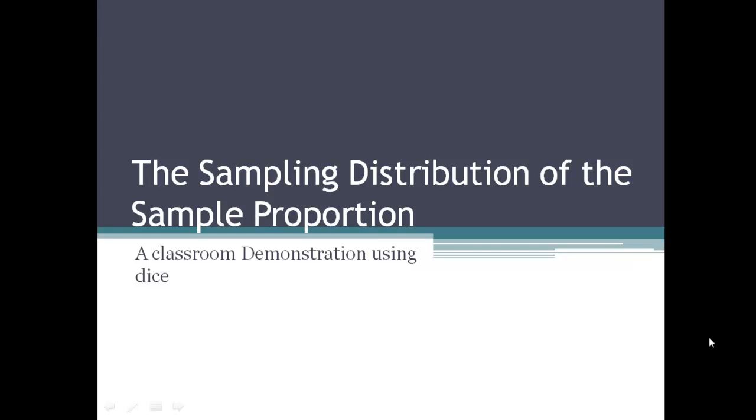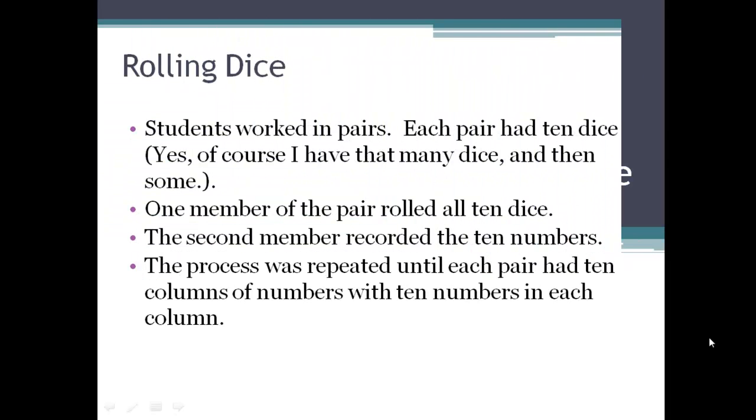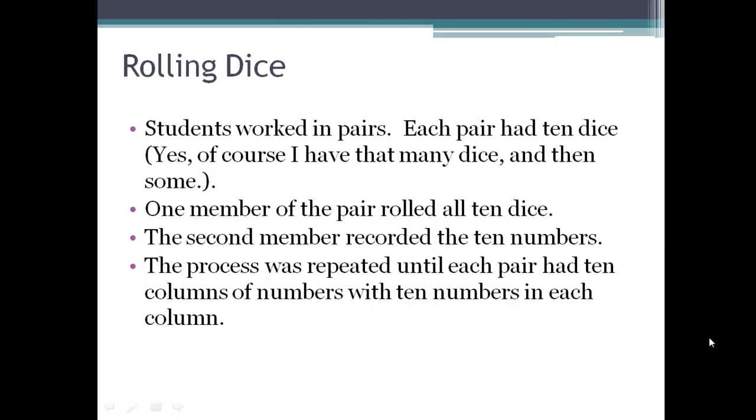In this video, I want to show you a demonstration that I used in class to demonstrate the sampling distribution of the sample proportion and some of its properties. First, I divided students into pairs and gave each pair 10 dice. Then, one member of each pair rolled all 10 dice, and the second member recorded the 10 numbers that were rolled. That was repeated 10 times until each pair of students had 10 columns of numbers, 10 samples, with 10 numbers in each column.